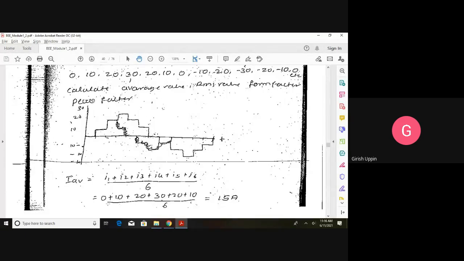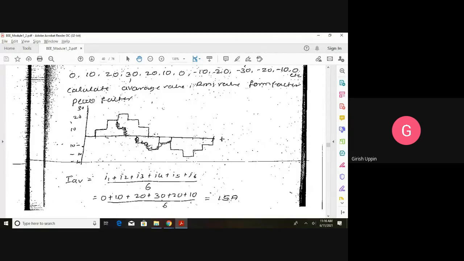I1 value 0, I2 10, I3 20, 30, 20, and 10. And how many samples are there? 1, 2, 3, 4, 5, and 6, divided by 6. So if you calculate this, you will get 15 amperes.